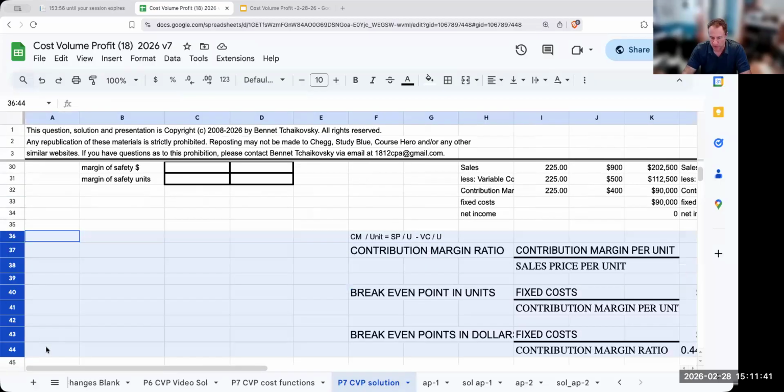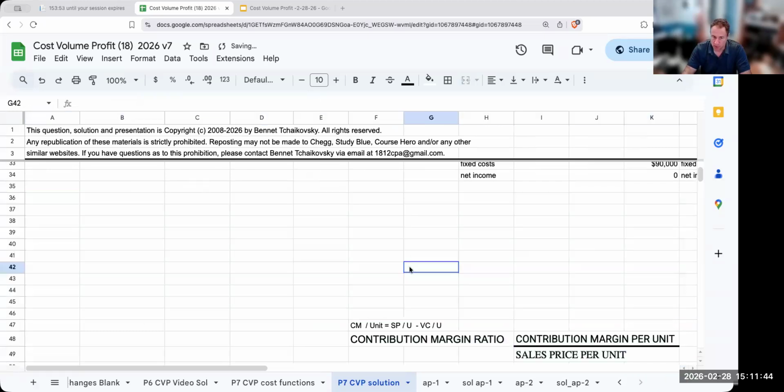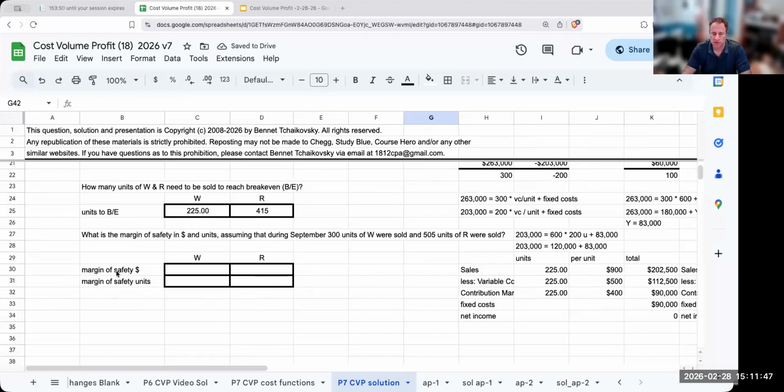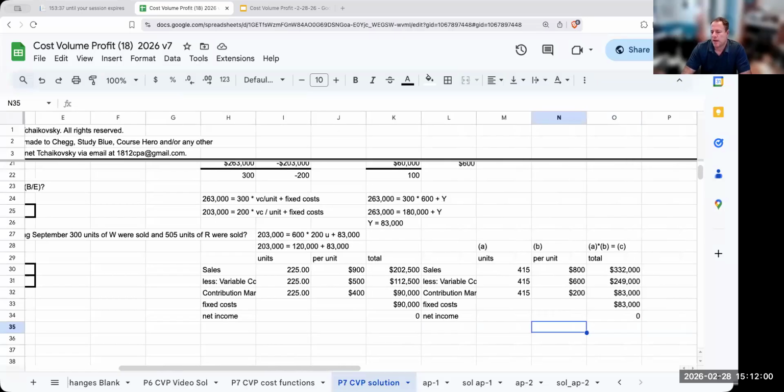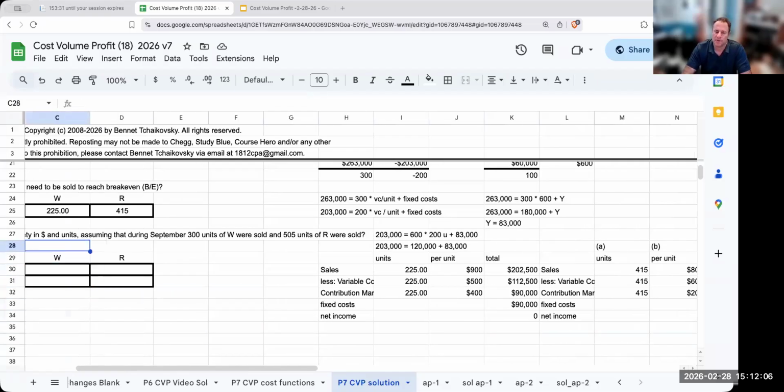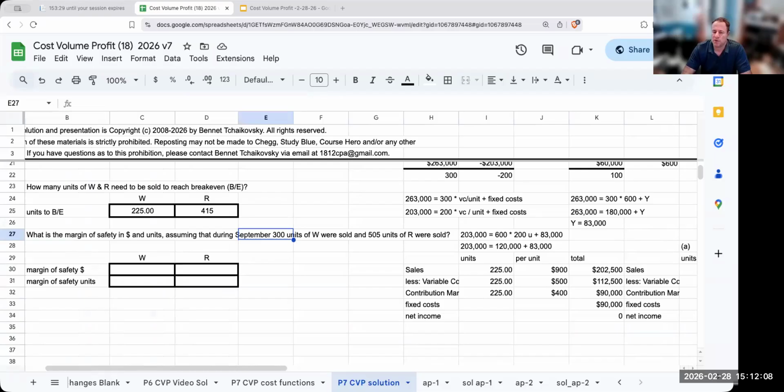Now let's take a look at this next part over here, which is essentially the margin of safety. It's asking us for the margin of safety in both dollars of sales and also in terms of units. If we go through and look at this, we also have to have some other data: how many units were actually sold, right? It tells us here that I sold 300 units of W and 505 units of R. Well, what exactly does this mean?